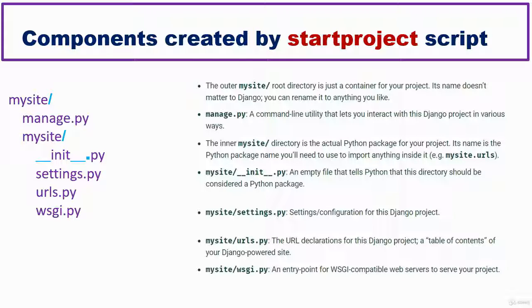All right, so that is it for this video. In this video, I explained the components created by the startproject script. Anytime you create a new project in Django using the startproject script, this is the format you expect to see. And this is basically the description of the files.